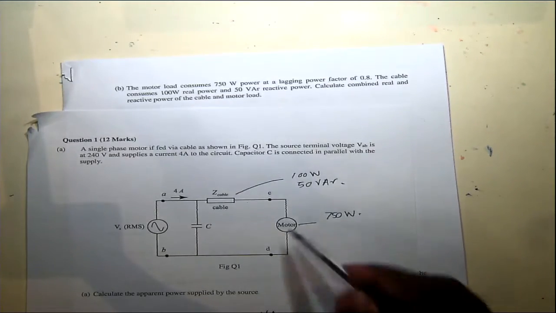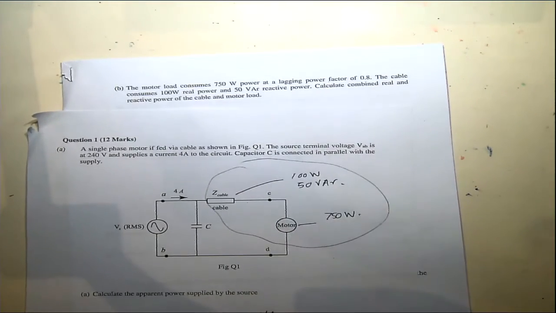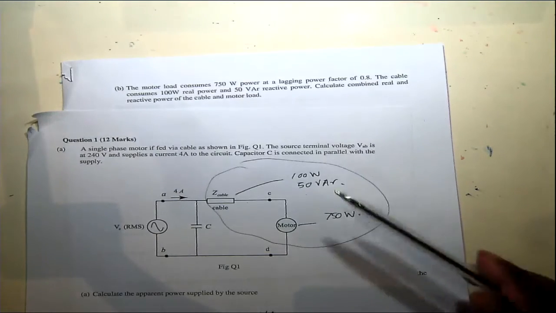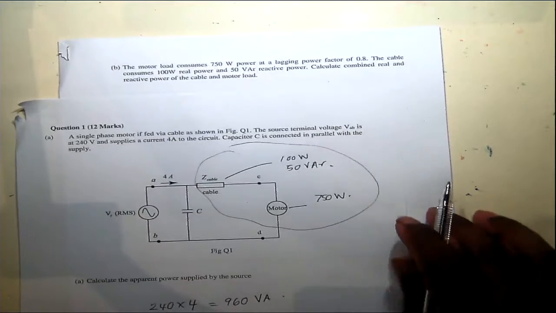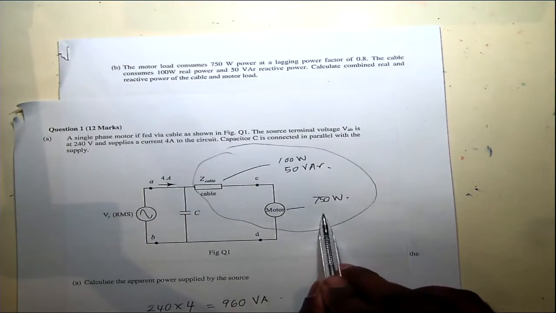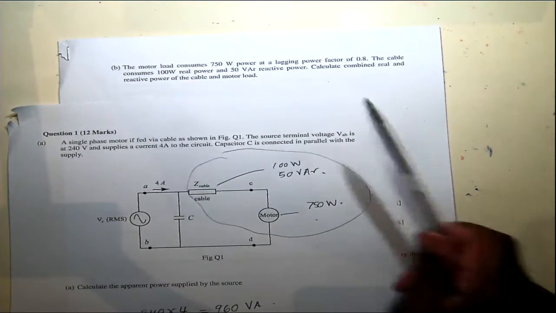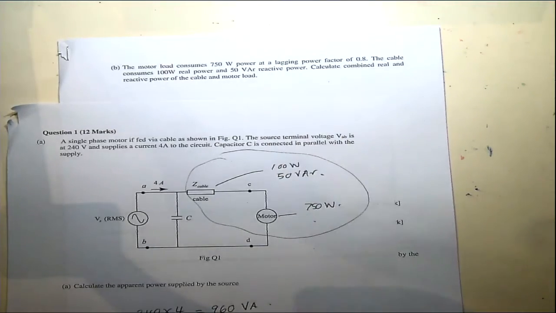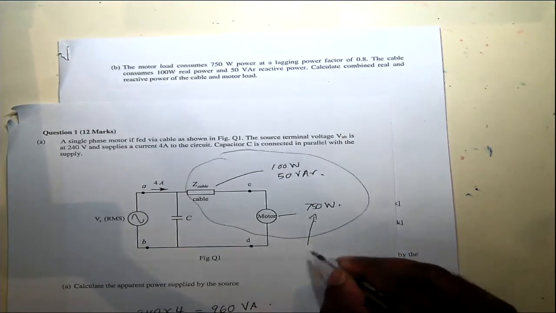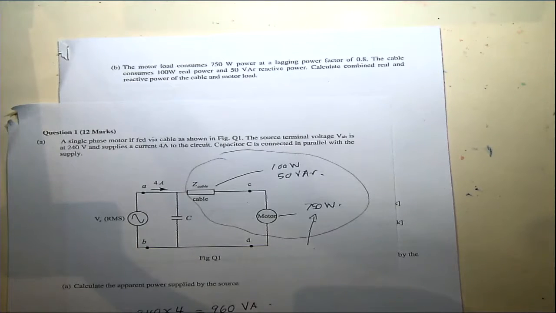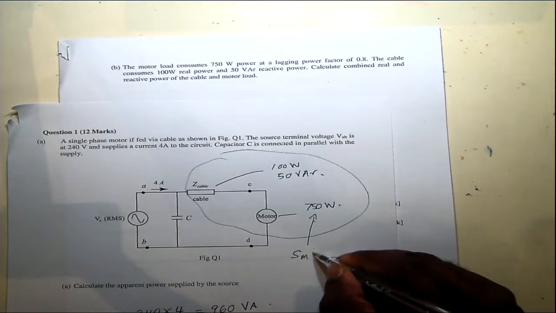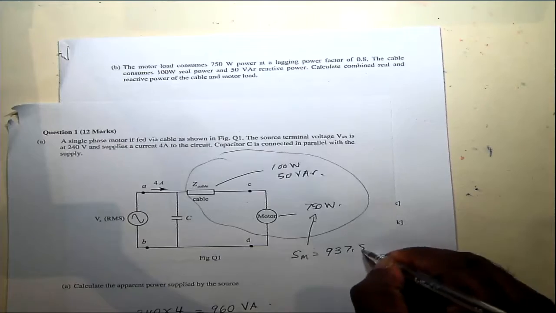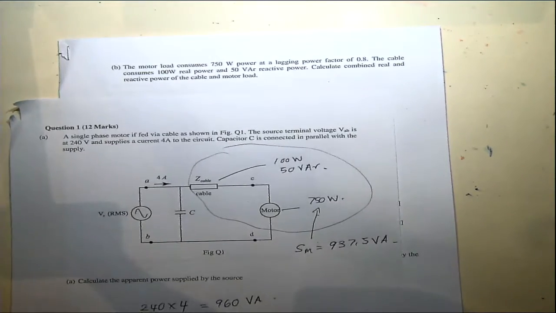So the total real and reactive power consumed by these two will be the sum of the real and reactive power of individual elements. So we need to figure out the reactive power of the motor. So you are given the power factor and real power. So apparent power will be 750 divided by power factor. So that gives you 750 divided by 0.8. So the apparent power for the motor will be 937.5 volt amperes.